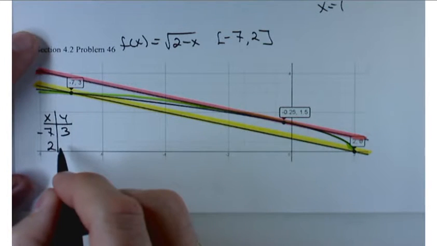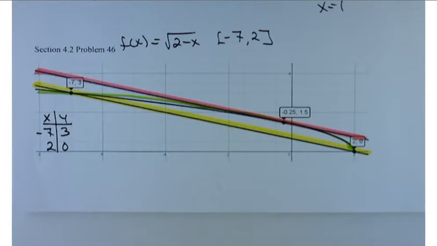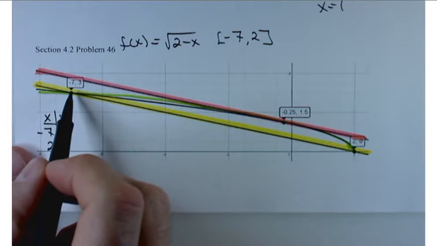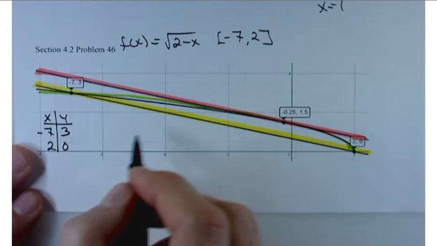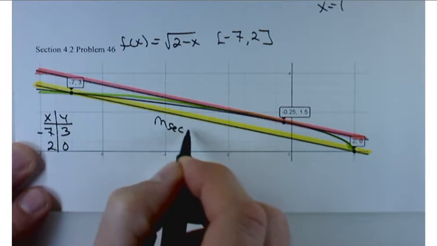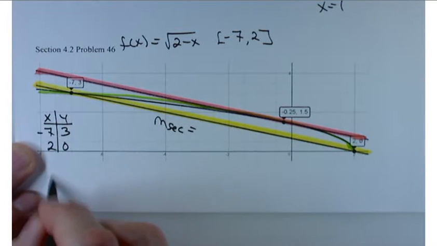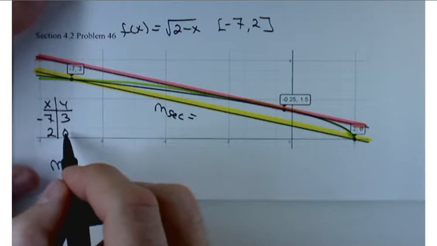So the first thing you're going to need to do is calculate the slope of the secant line. So that's this line here, the yellow line. What's its slope? So m sub secant equals, well, let's find out. That's going to be 0 minus 3 over 2 minus negative 7.